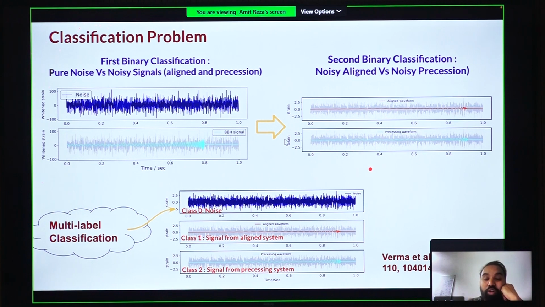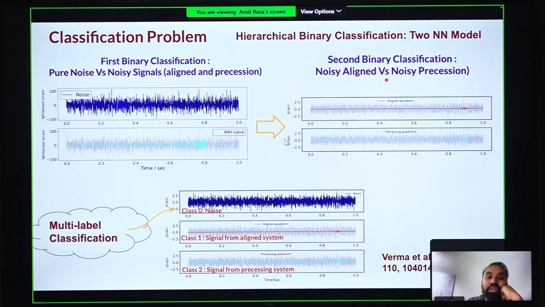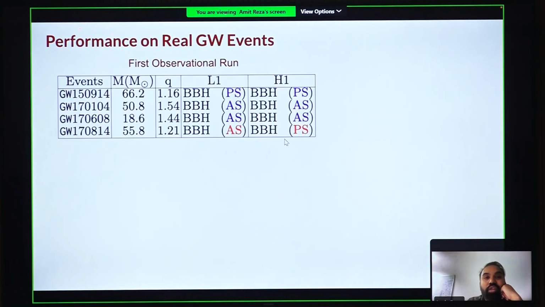This model is trained only on noisy aligned signals and noisy precessing signals. Once you get back the actual signal from the first classification, you pass that data to the second classifier, and the second classifier can predict whether it is an aligned or precessing setup. We performed this hierarchical binary classification and the multi-class classification on our data, and we found that the hierarchical binary classification's accuracy is moderately higher than the multi-class classification. So practically, we already looked into that.